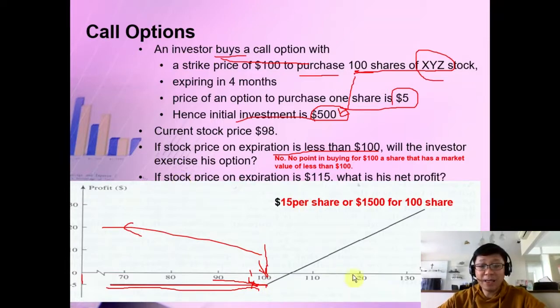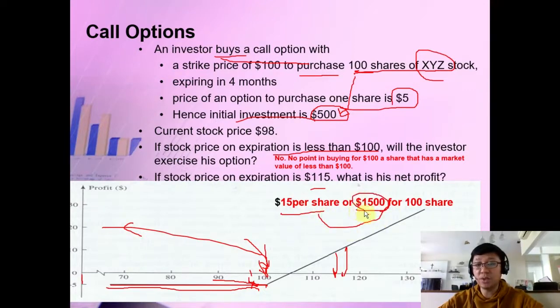Let's say the market price now goes up to 115, somewhere here. If it's 115, what do you stand to gain? For every share, now I can buy at 100 and sell immediately, trade off at 115. So 115 minus 100, you get $15 per share trade off. And if you have 100 shares, potentially you can have this extra gain. So this is per share.